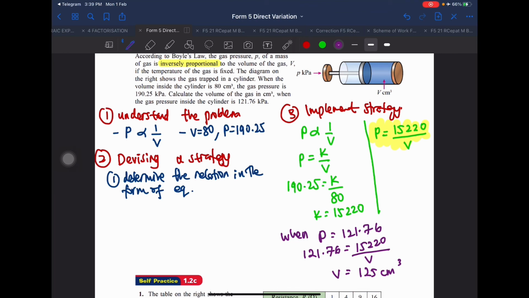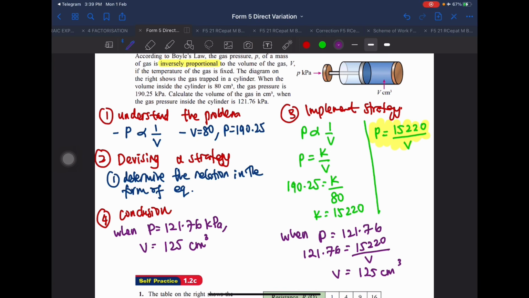Just like the previous class, the last step is we need to make a conclusion. The conclusion is very simple: when P is equal to 121.76 kilopascal, the volume is 125 cm³.